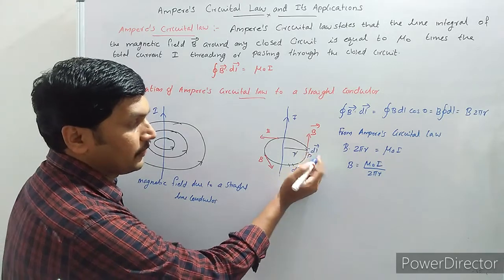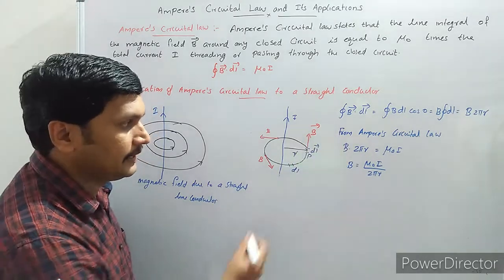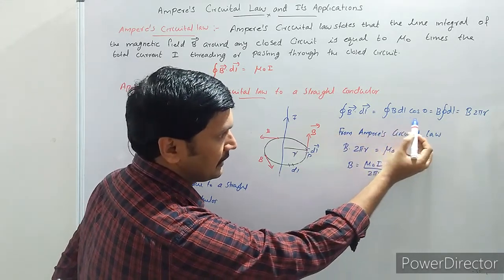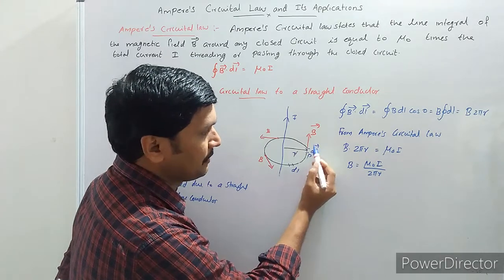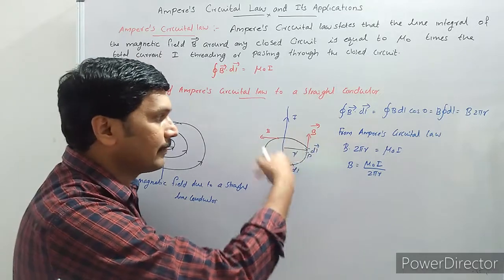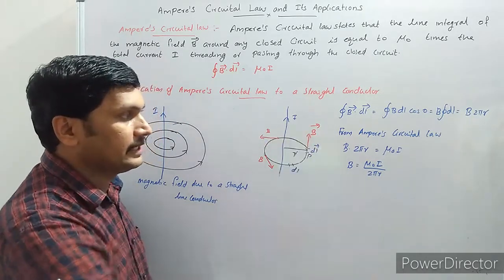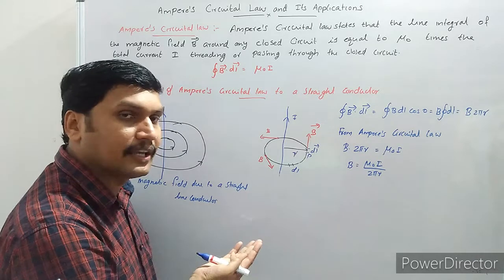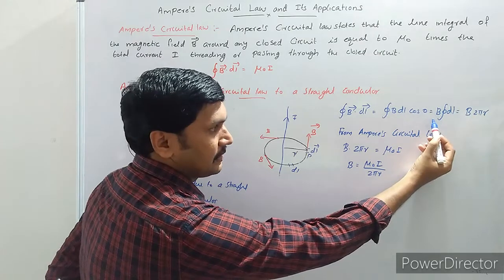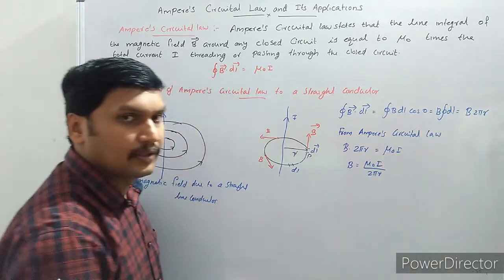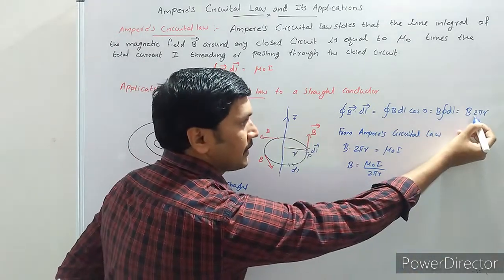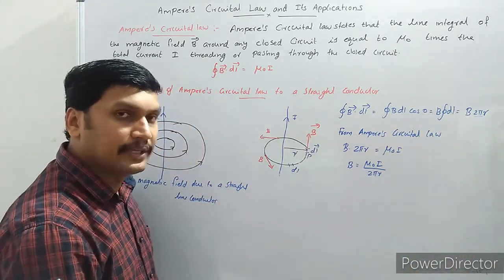So at this point, first we are finding B dot dl, the line integral of B and dl at this point. That is B dot dl is equal to B dl cos 0. At this point, the angle between B and dl is equal to 0. Throughout this circle, or throughout this Amperian loop, the angle between B and dl is equal to 0. So we can just integrate throughout this length. That's why B into integral dl. What's integral dl? The circumference of this Amperian loop. That's equal to 2 pi r. That's equal to B into 2 pi r.